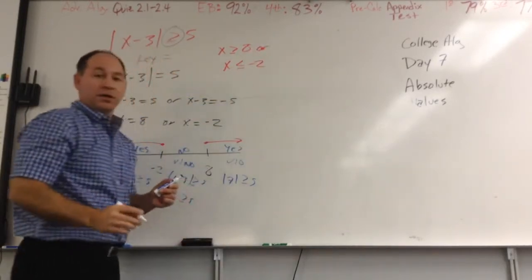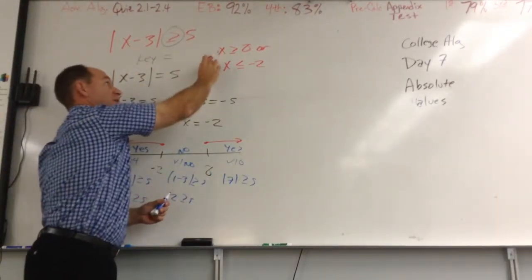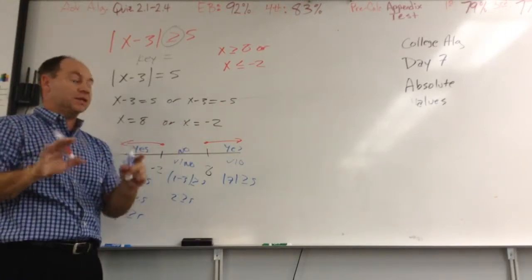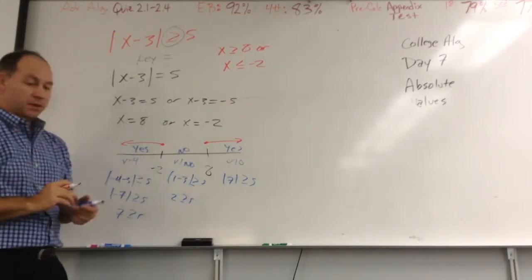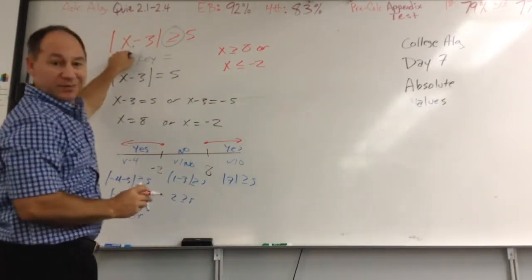Don't put an and here. Don't try to make it one statement. There's two parts to this solution, so there has to be two statements. It's either here or it's there. If you try to make that one statement, it'll be incorrect. Okay? But the other possibility, and remember, you could think of this as a distance problem as well.